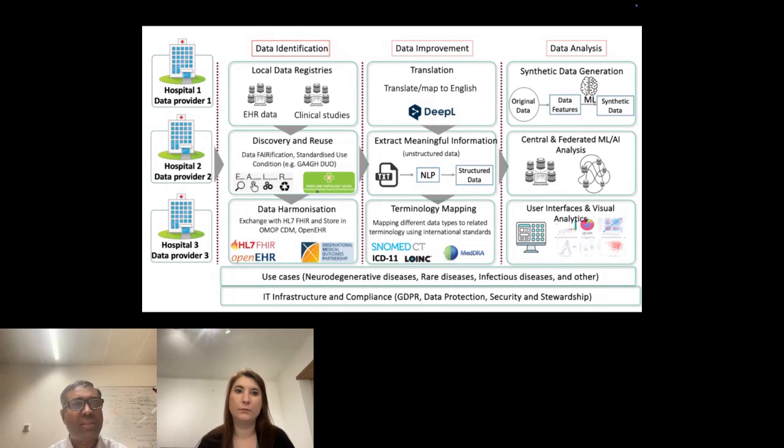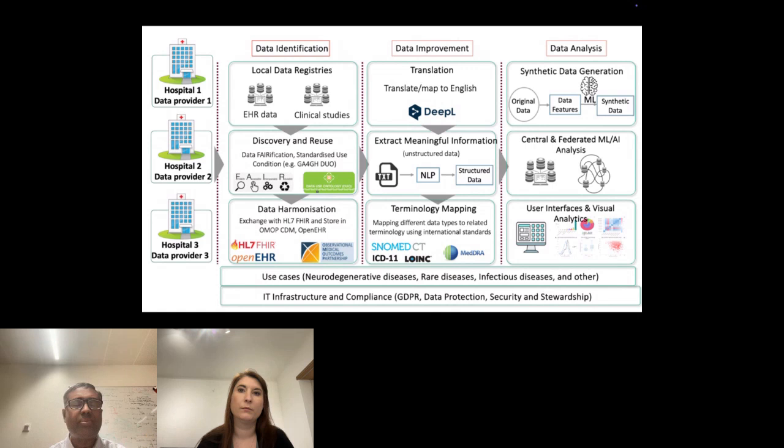A very important thing is we need to know what data is available. The data catalogs or registries are needed for this, and FAIR is also important for data discovery. Another very important thing is data harmonization using standards like HL7, FHIR, OMOP CDM, and so on. And this is the first part, and the middle one is another challenge in Europe.